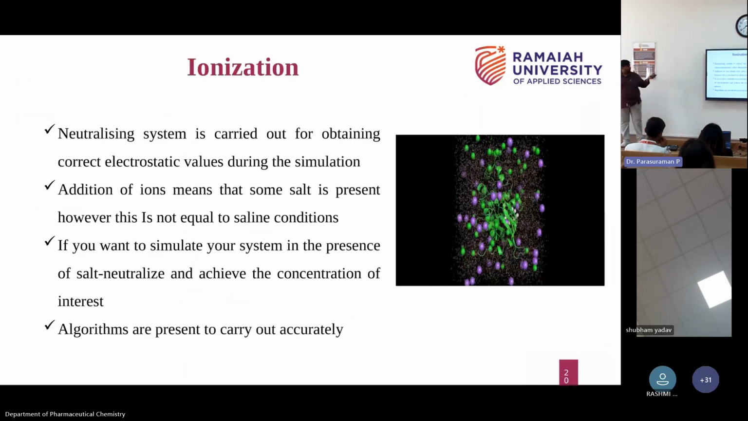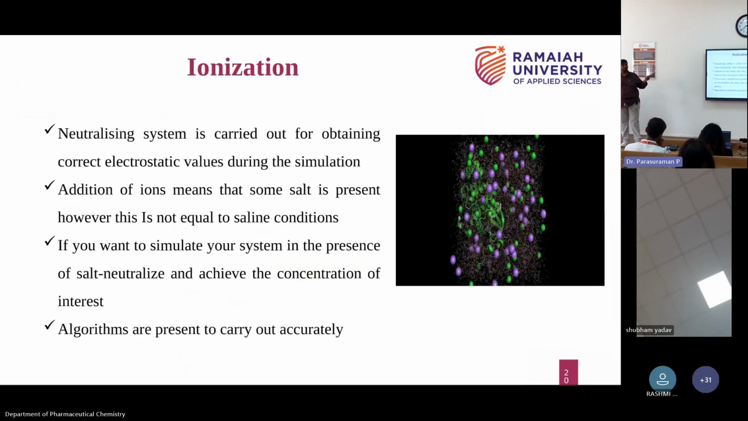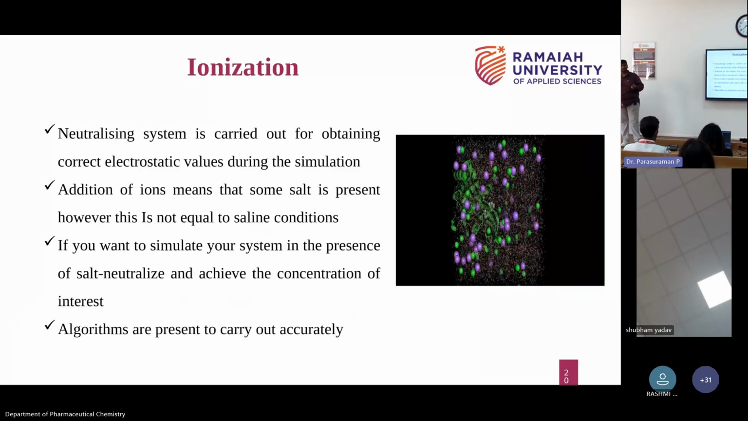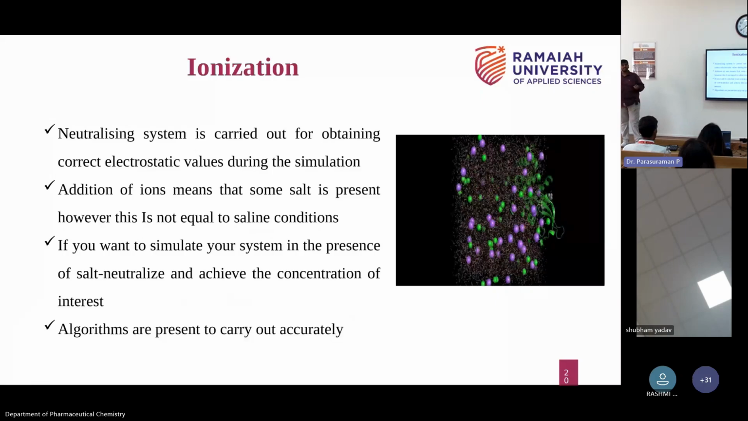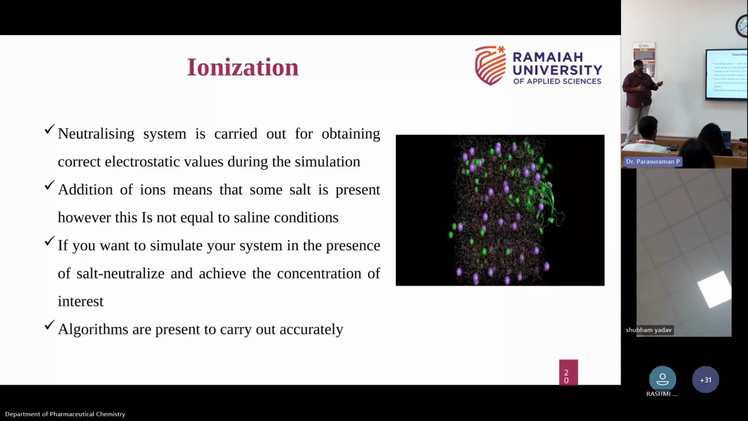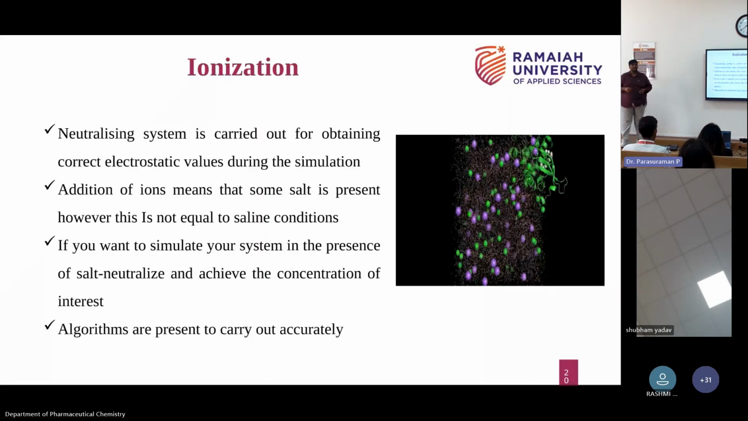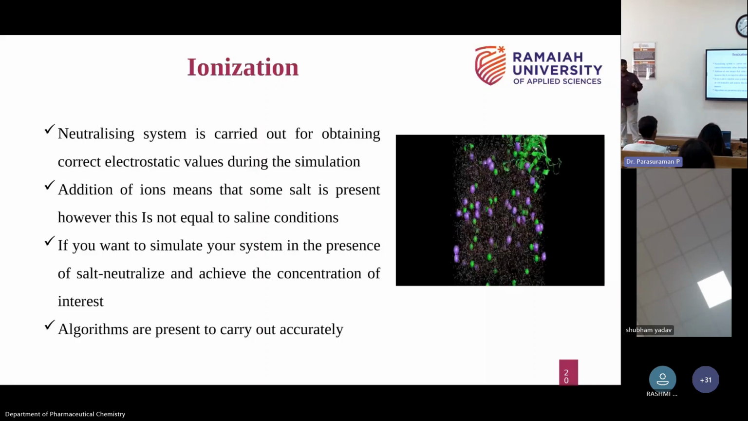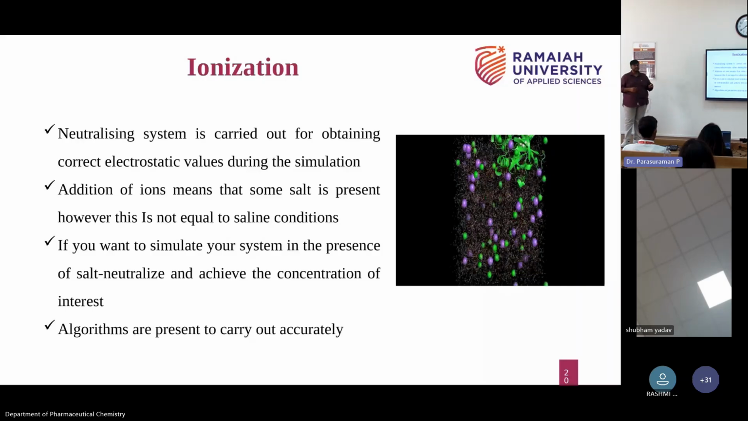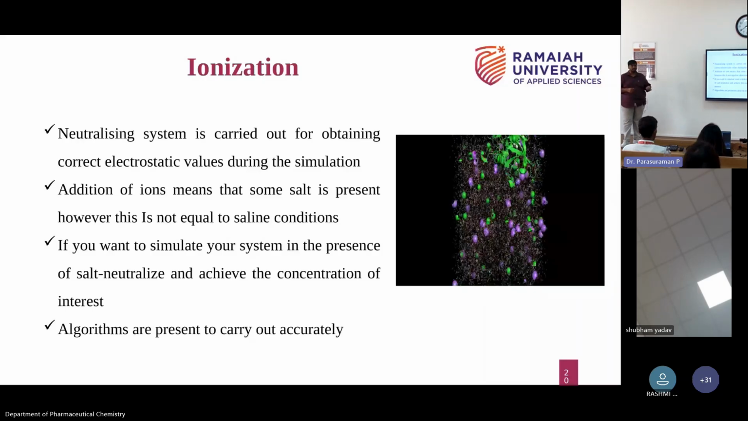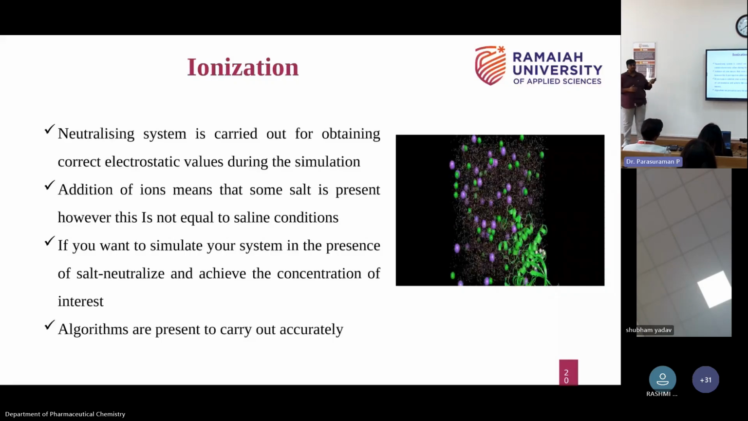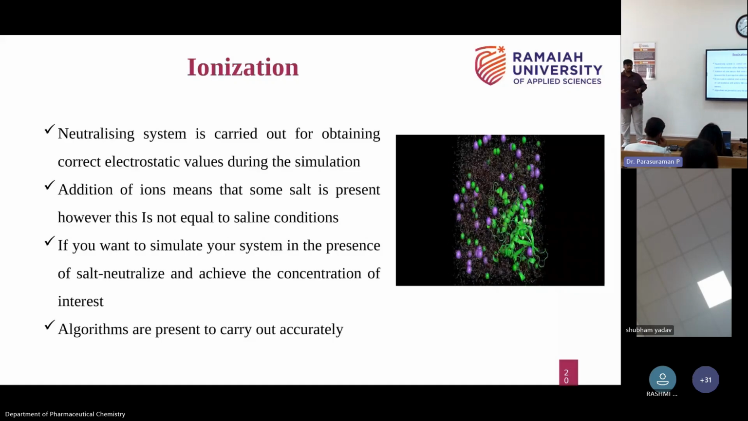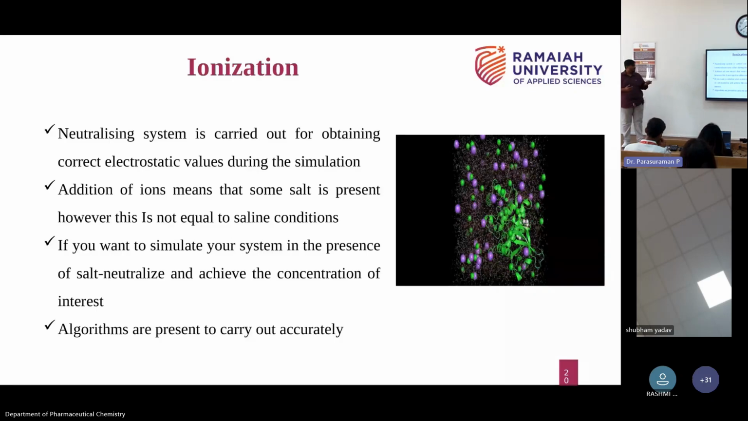Ionization. In the picture, you can see the balls moving around the atoms; these are the ions we have added in the molecular dynamics simulation. We do ionization to neutralize the complex, since adding the solvent brings dielectric effects. To correct the electrostatic interactions, along with the non-bonded parameters like van der Waals, we ionize the complex, because our body also contains ions like sodium, chloride and potassium. So we add ions to neutralize it.